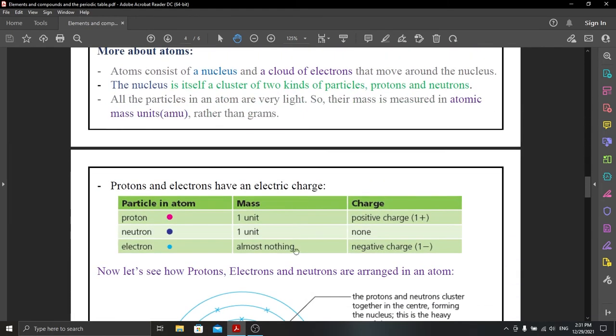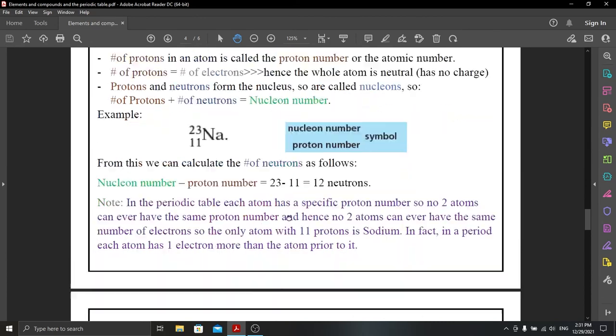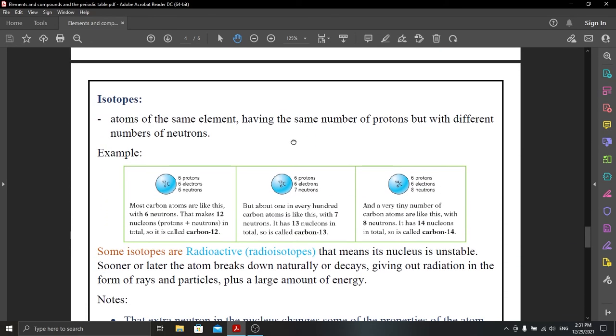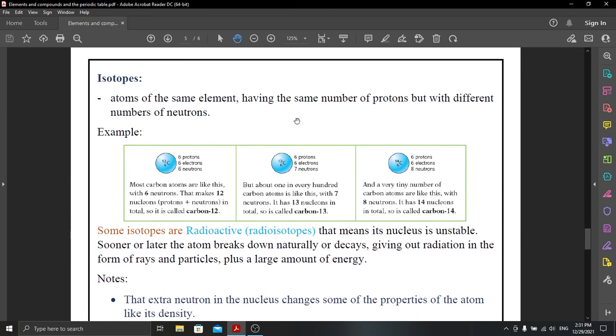Okay. This will be very helpful to us because now we'll talk about isotopes. Isotopes are atoms of the same element having the same number of protons but with different numbers of neutrons. Of course, they have the same number of protons because if you change the number of protons, you're talking about a completely different element. So an isotope or isotopes are atoms of the same element, so they have the same number of protons but with different numbers of neutrons.